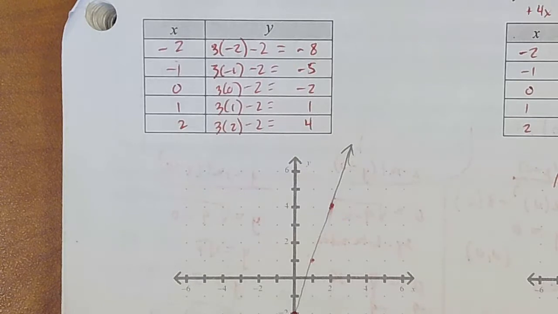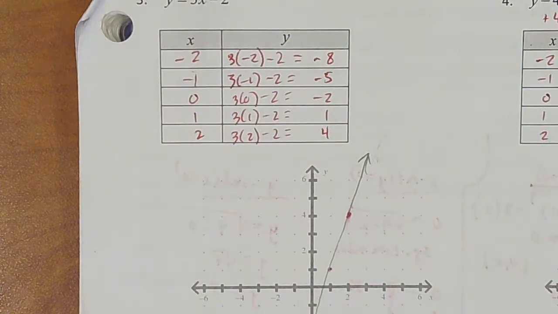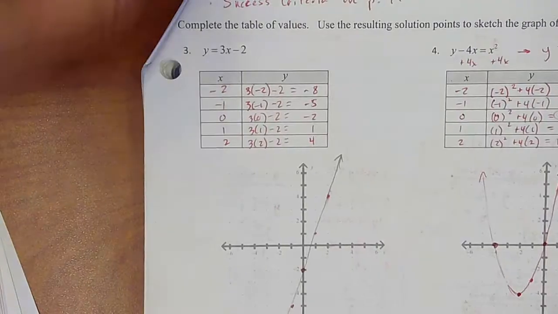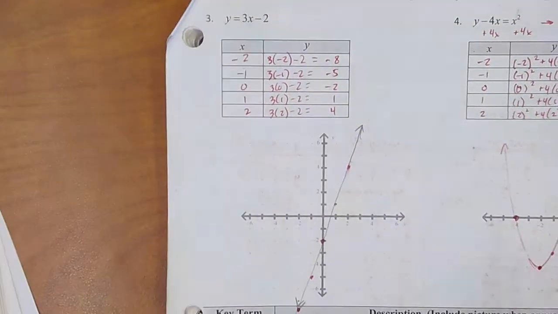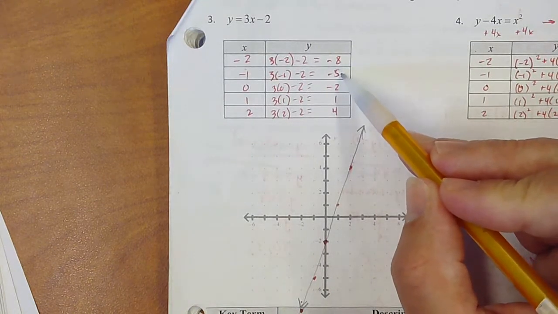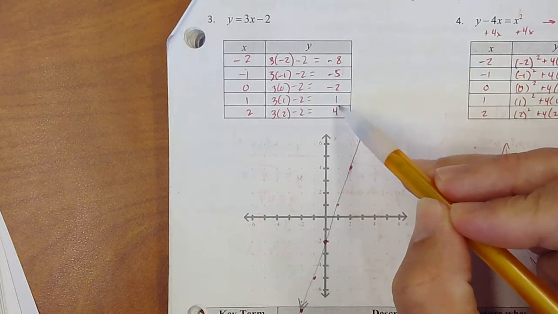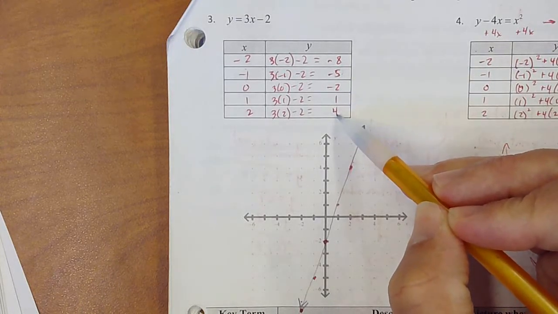Okay, sorry that got cut off at home, but here's the results of this graph. And that's what we get. Okay, so even you guys in class here, here's the resulting y values: -8, -5, -2, 1, and 4.